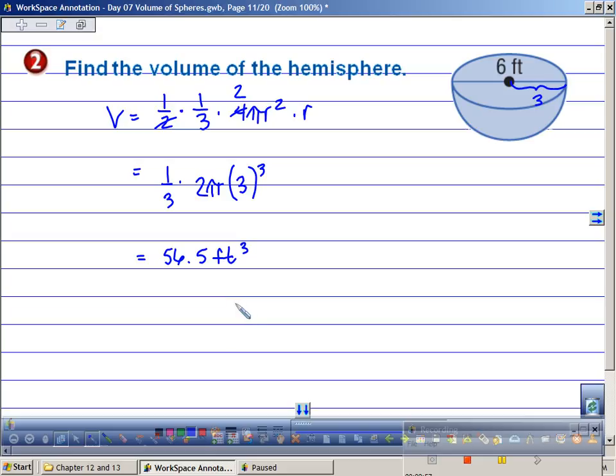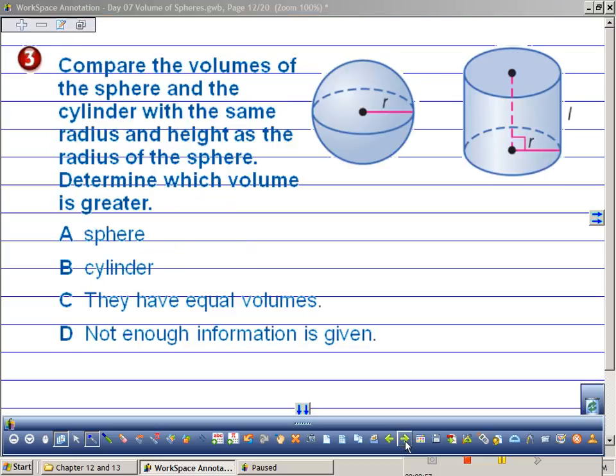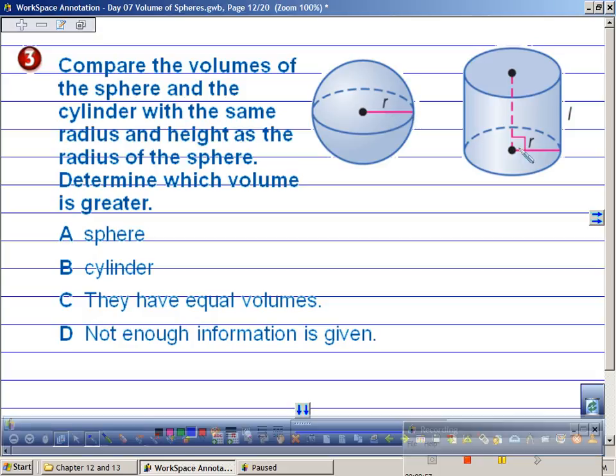This next one, there's no need to write it down. I'm just going to talk about it real quick. Everybody okay? Ready? It's not hard, right? Compare the volumes of the sphere and the cylinder with the same radius and height as the radius of the sphere. If the radius of the sphere is r, then the radius of the cylinder is r, and didn't it also say that it has the same height too? So this is also r. Determine which volume is greater. Think about that.